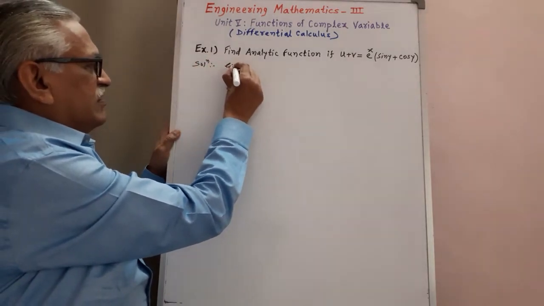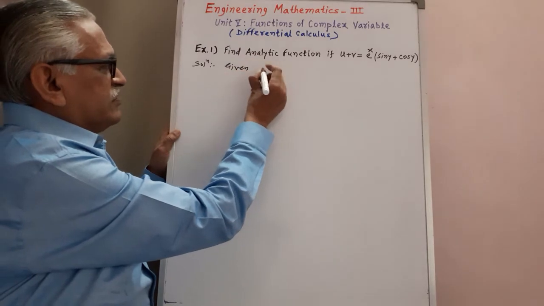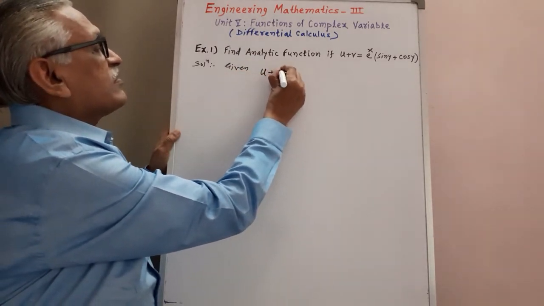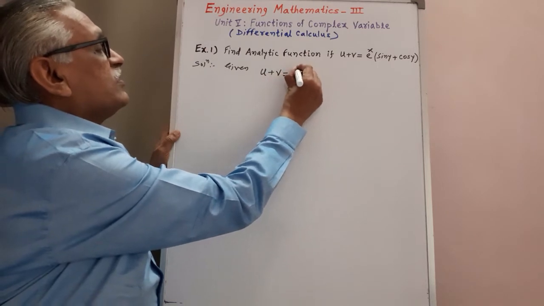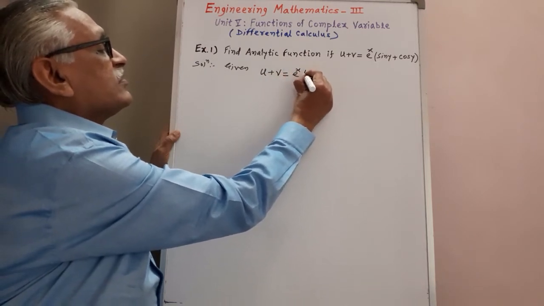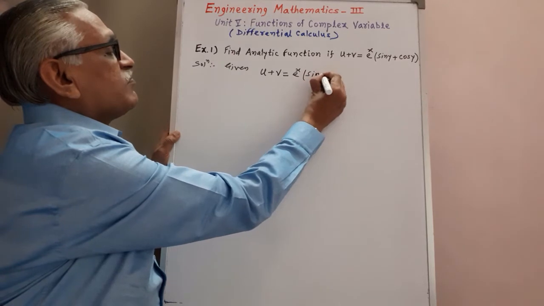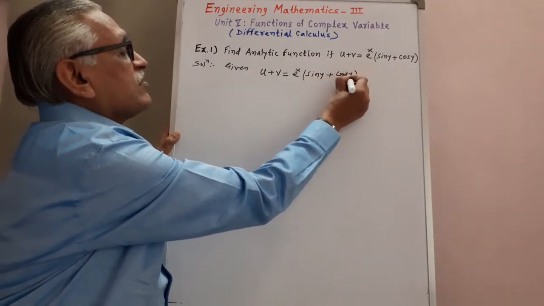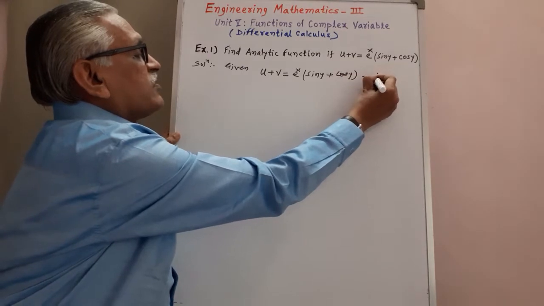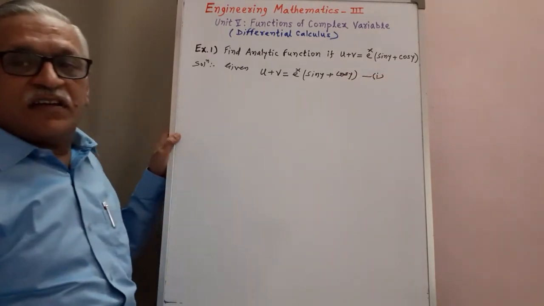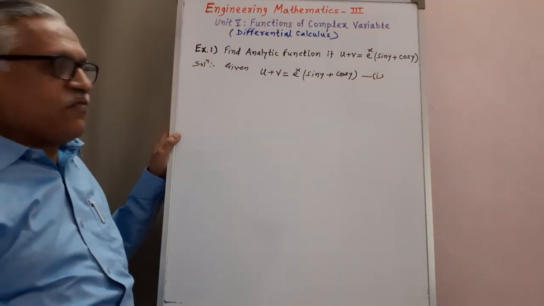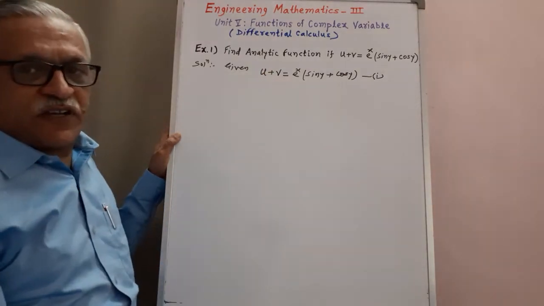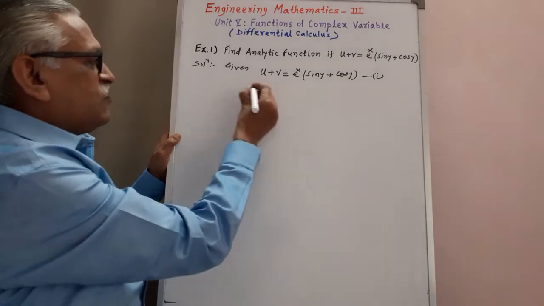Here the given function is u plus v is equal to e raised to x (sin y plus cos y). We call this equation 1. It is a function of x and y, and as it is a function of x and y, we can differentiate it with respect to x as well as with respect to y.